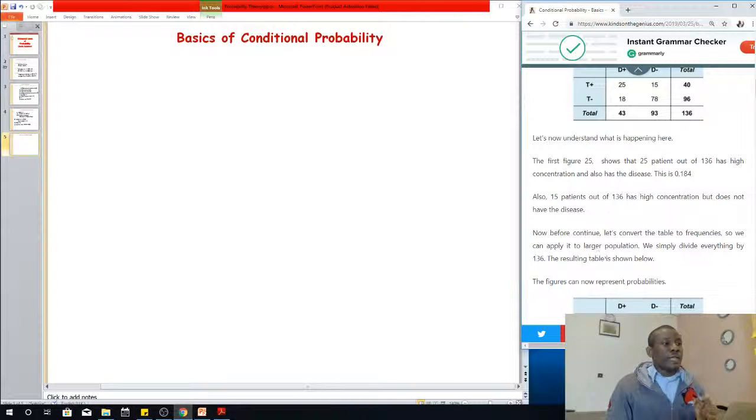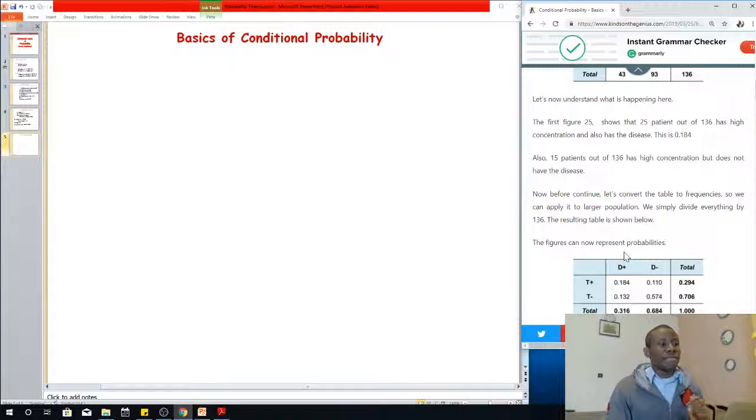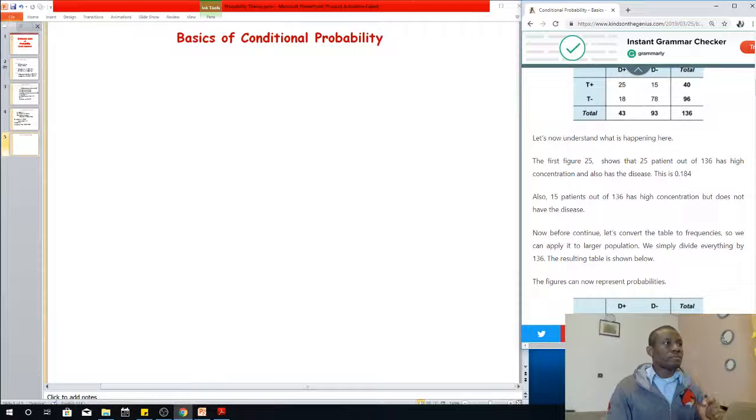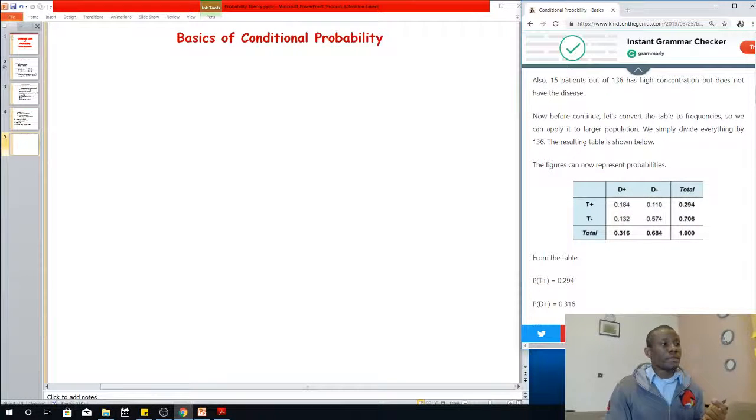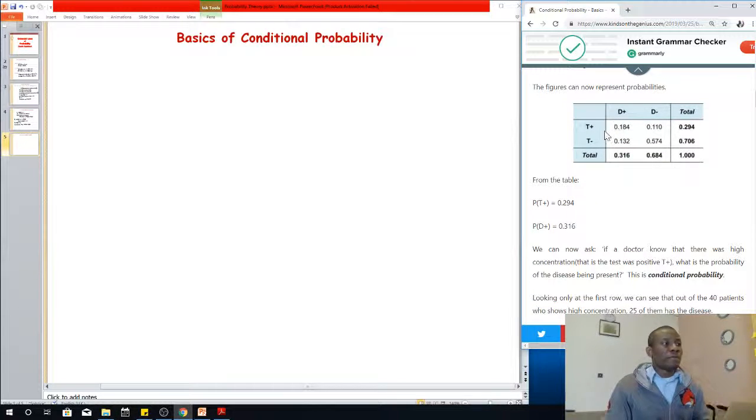Now, before we continue, let's convert this table to frequencies so that we can apply it to a larger population. We simply divide everything by 136 and the result is tabulated below. 25 over 136, 15 over 136, 18 over 136, and so on. And then we have a table of frequencies below. Now let's go to the interesting part of it, the probability aspect of it.